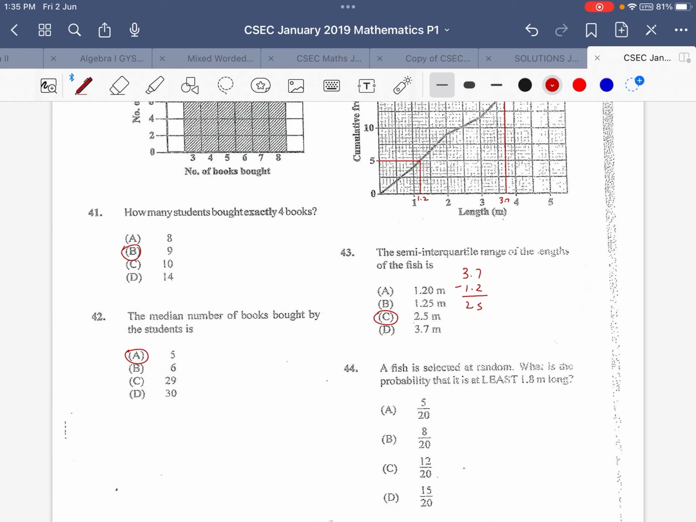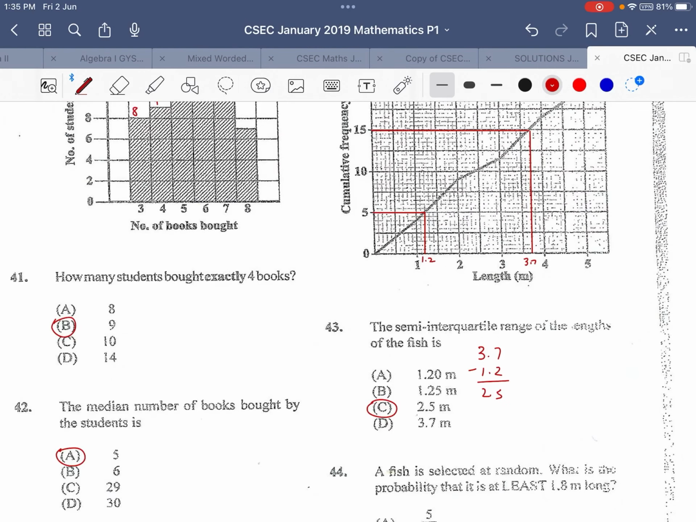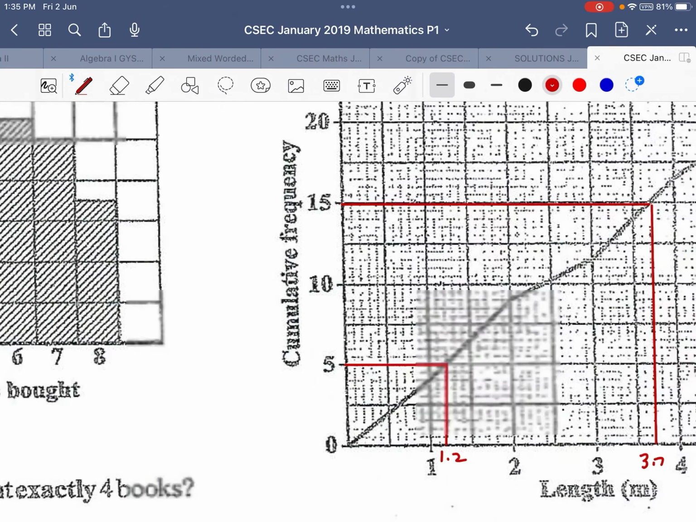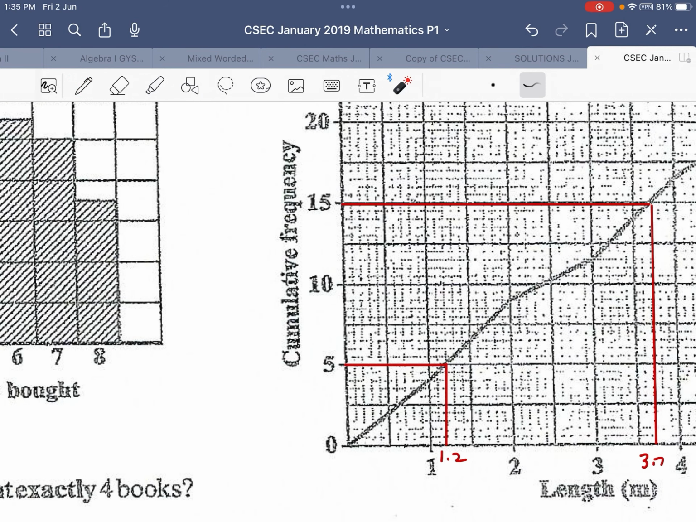Number 44, a fish is selected at random. What is the probability that it is at least 1.8 meters long? So to find the probability that it is at least 1.8 meters long, we need to find out how many fish would be over that mark and then divide that by the total number of fish. So we're looking at the 1.8 meter line. Okay, so let's take that line and go from there.